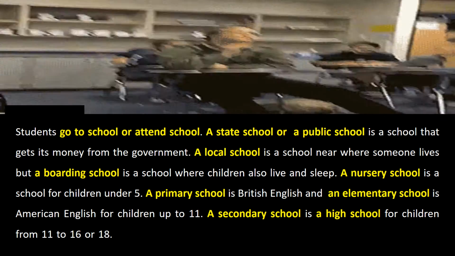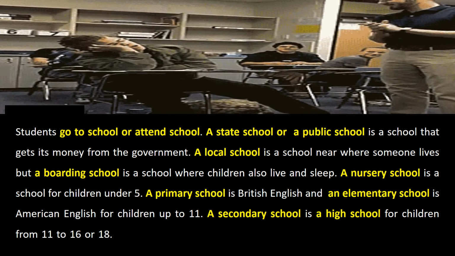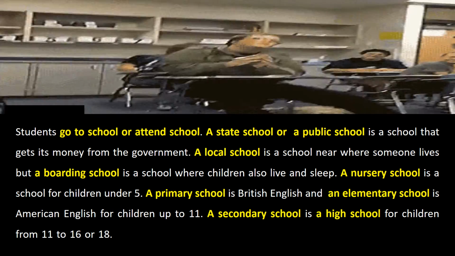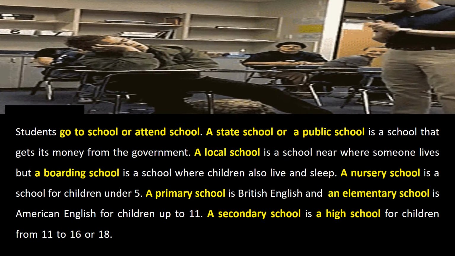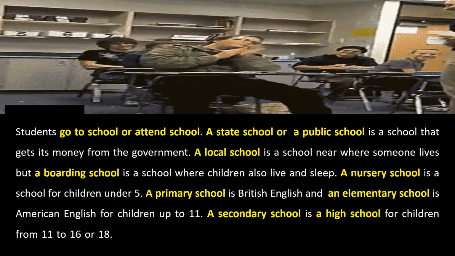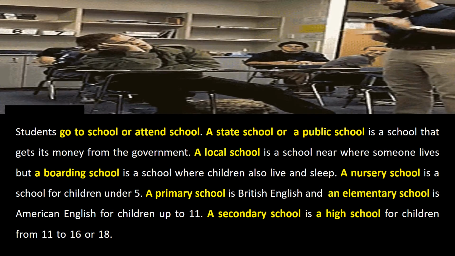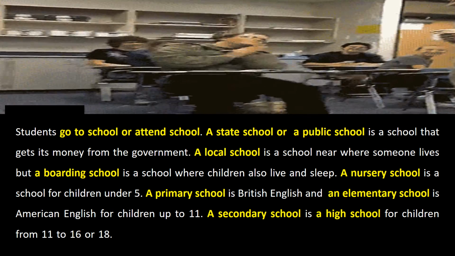Students go to school or attend school. A state school or a public school is a school that gets its money from the government. A local school is a school near where someone lives, but a boarding school is a school where children also live and sleep. A nursery school is a school for children under 5.